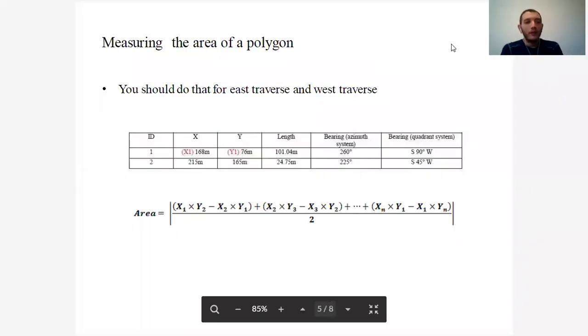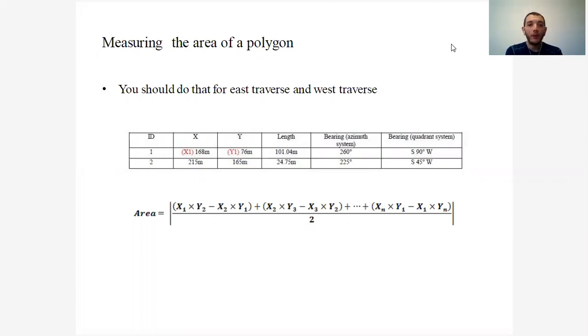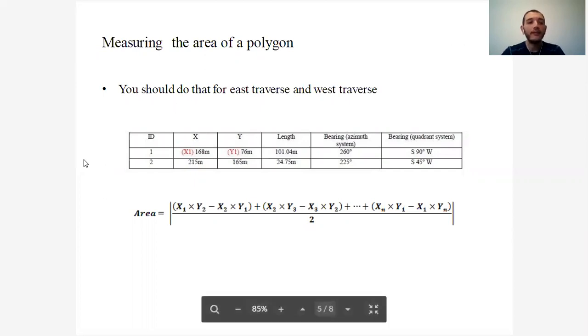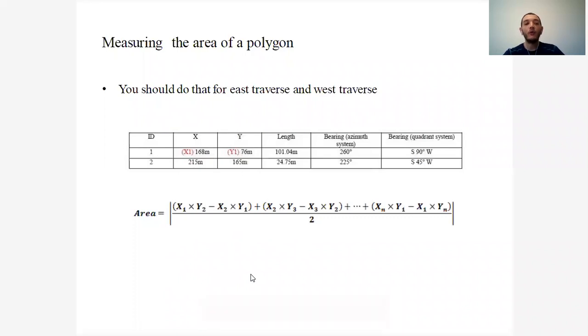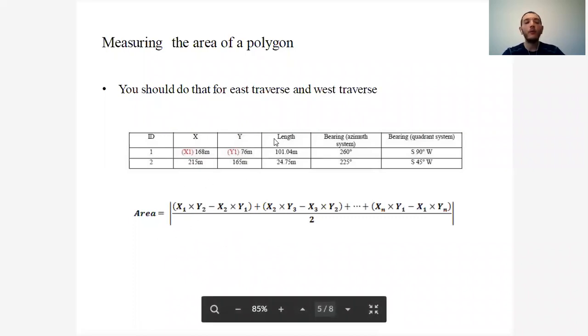You also need to measure the area, but to measure the area of a polygon, you don't need to do anything about the polygon that you are making. You have to work with the data given in the table. For this part, to measure the area, you need only two columns, the X column and the Y column, and you have to use this calculation. For example, this is X1, this is Y1, and this is X2, and this is Y2. You have to work only with the X and Y values to determine the area. You have to determine the area for the west traverse and the east traverse. You are given two tables, one for the east traverse and one for the west traverse. To measure the area, you need to work only with the data from the table, so you don't need to do anything with the polygon you are drawing.